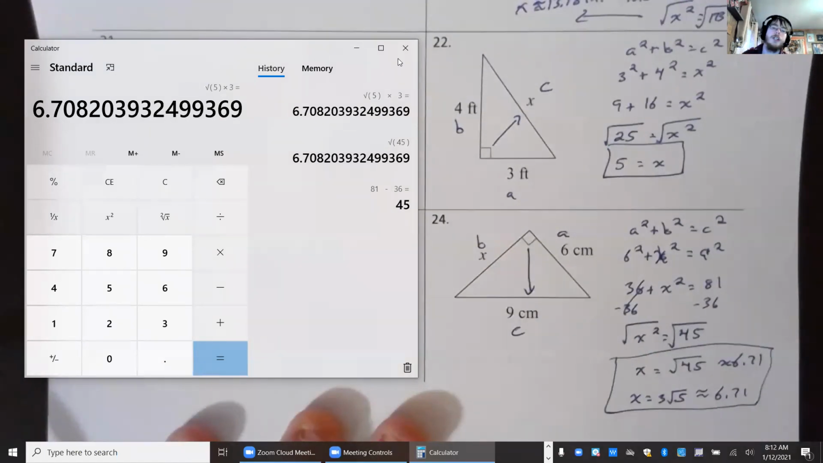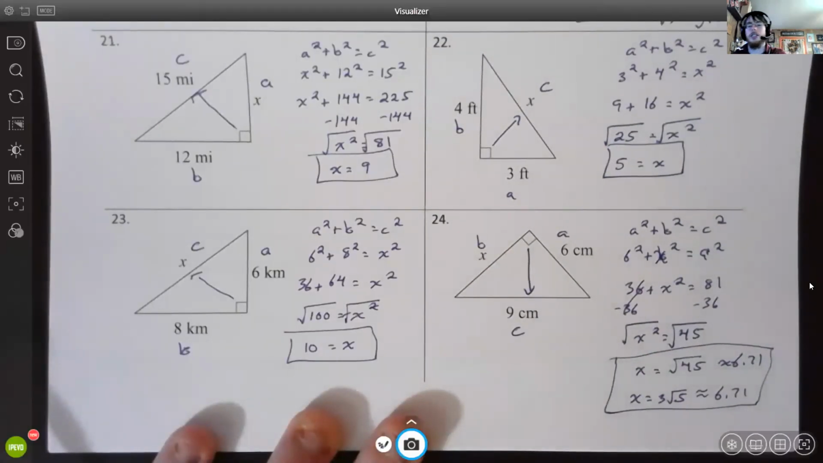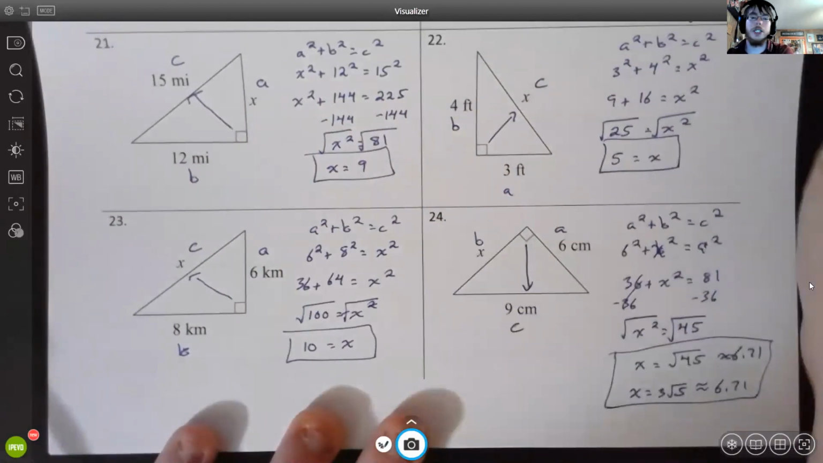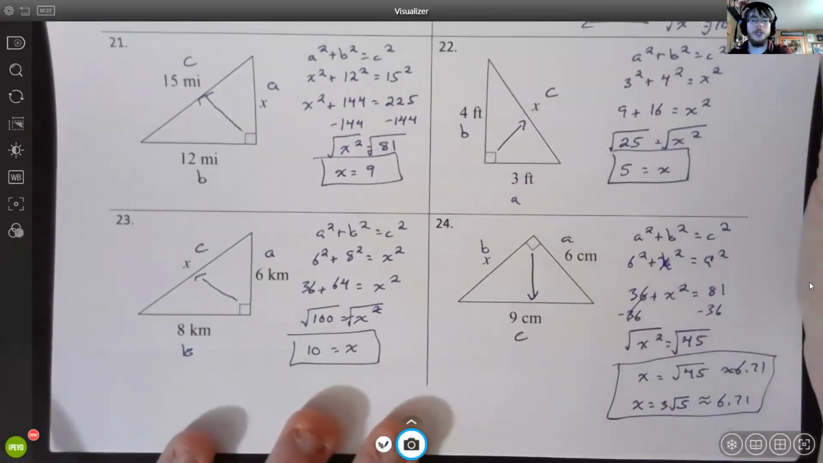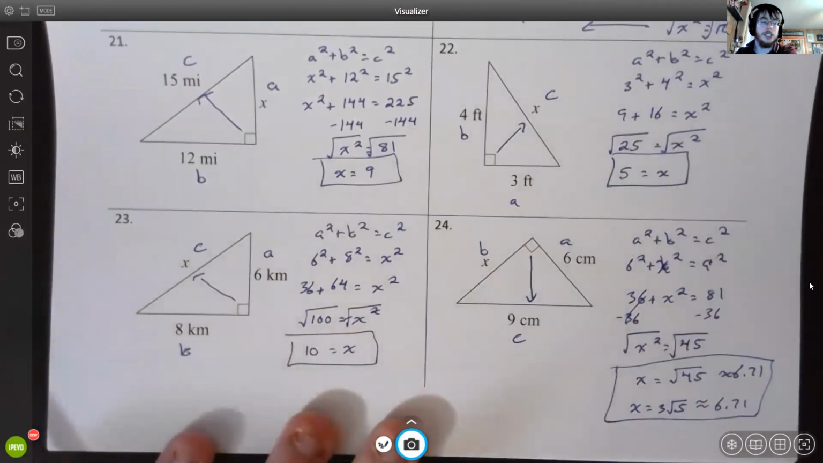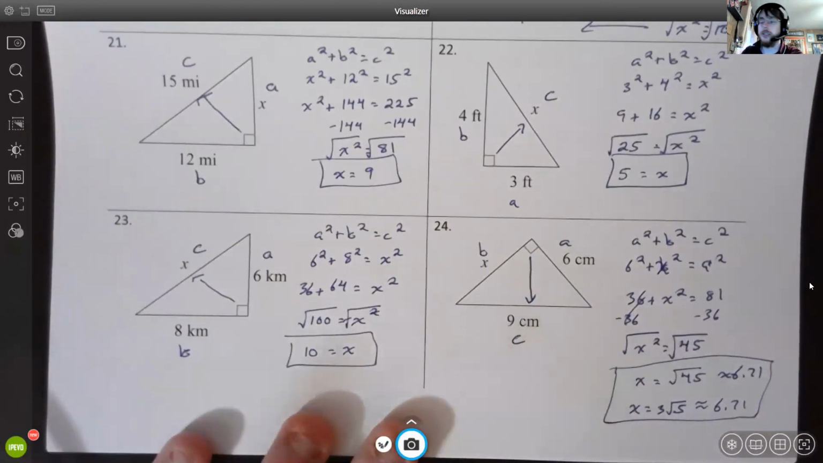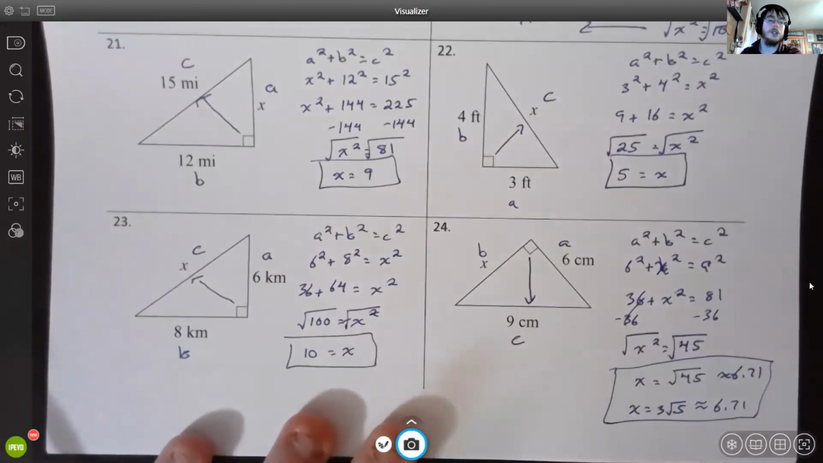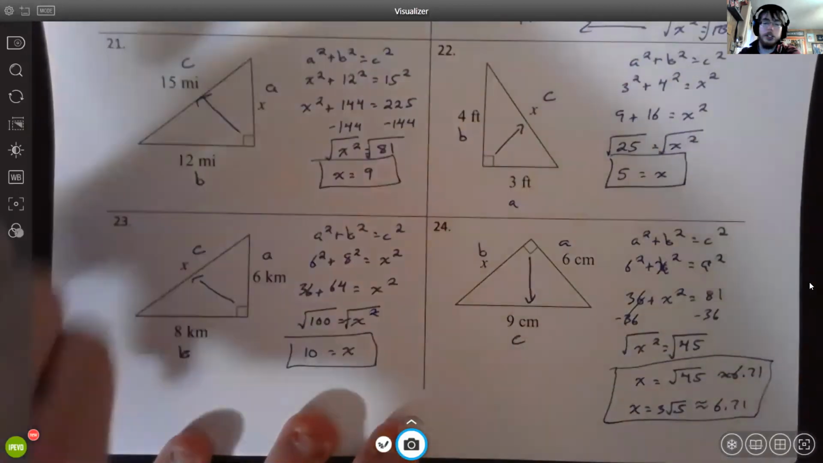And that's it for this video, guys. In the next video will be the instructional video for the converse of the Pythagorean theorem, which is where we determine, in addition to whether something is a right triangle or not, whether it's acute or obtuse as well.